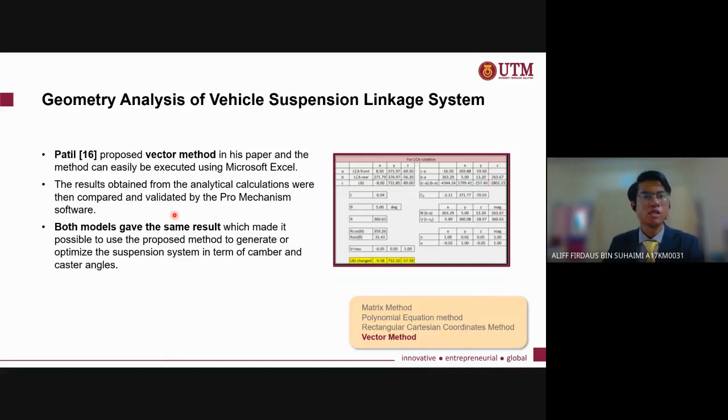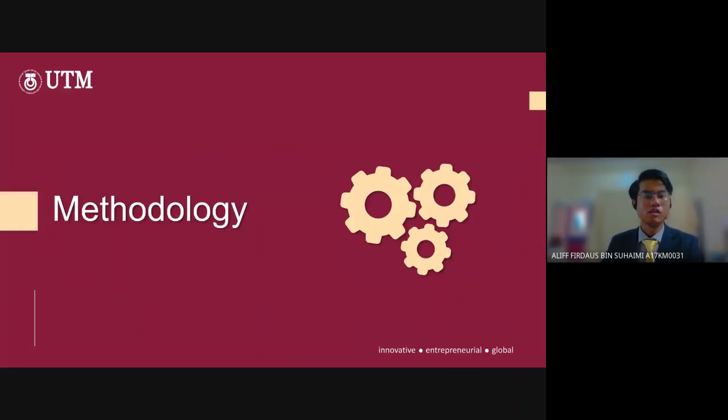The results obtained from the analytical calculation were then compared and validated by the Pro mechanism software. And both models gave the same result, which made it possible to use the proposed method to generate or optimize the suspension system in terms of camber and caster angles. This execution in Microsoft Excel is very good when the designers are unable to subscribe to or buy the multi-body software. Okay, that's all for my literature review.